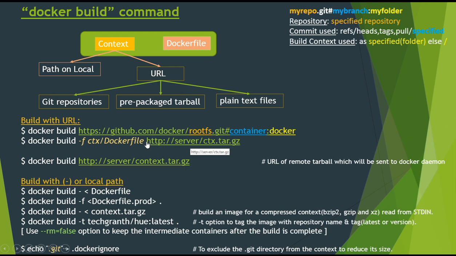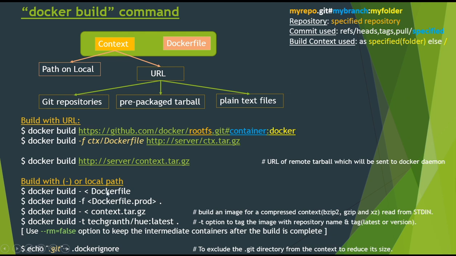So we have that tar.gz we can also specify it, and within that tar file which Dockerfile from which location we want to use, we can also specify that. Then we have direct URL of a remote tarball which will be sent to Docker daemon. Means we can use tarball saved on remote servers as well on another servers. Then we have this build with hyphen or local path. We can give also local path of our system in this command docker build hyphen, right? And this is stdin, right?